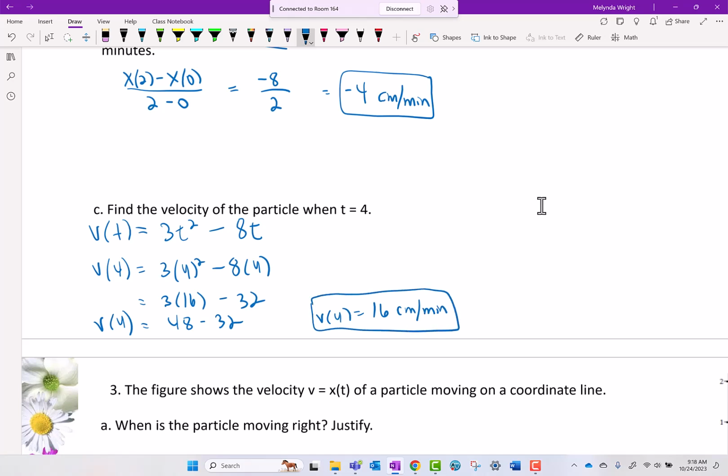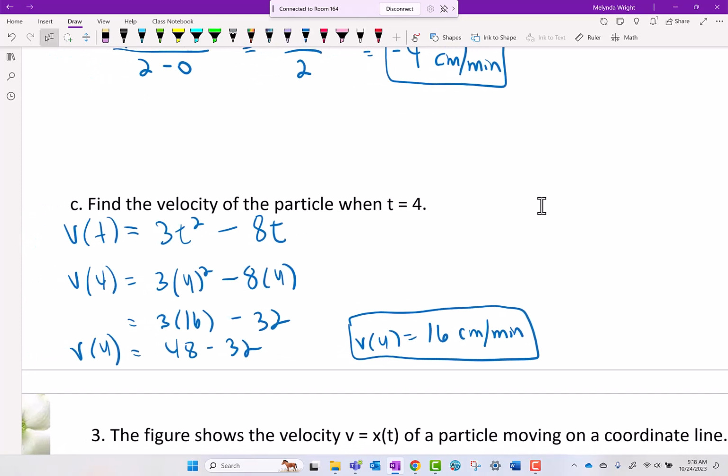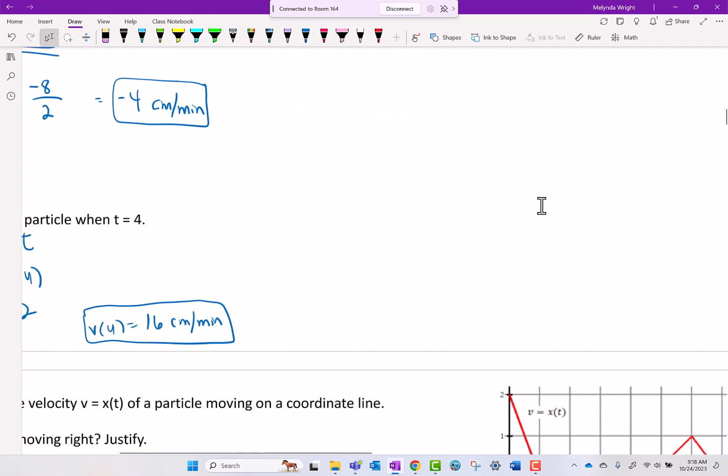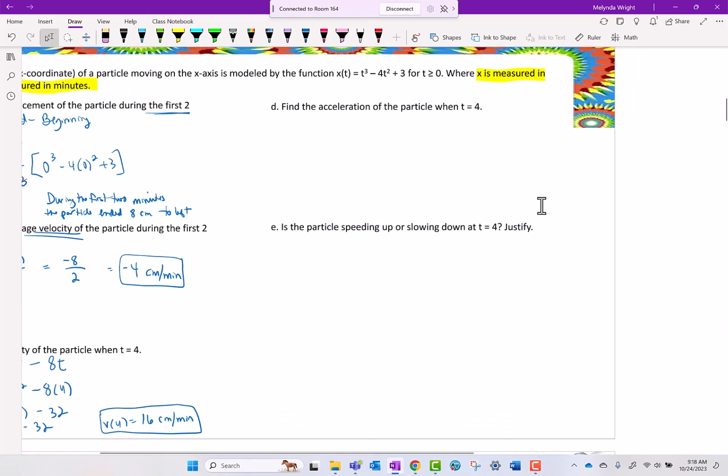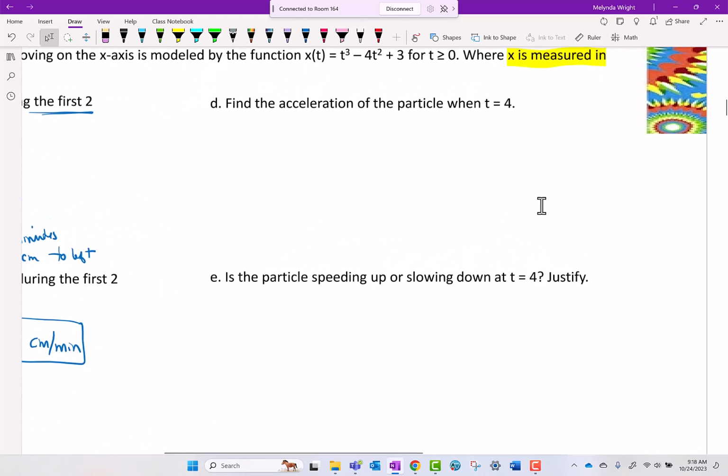Okay, is that okay? So that's the velocity at time t = 4. Okay, so now let's look. Part D wants us to find acceleration at 4. So we need the acceleration formula.